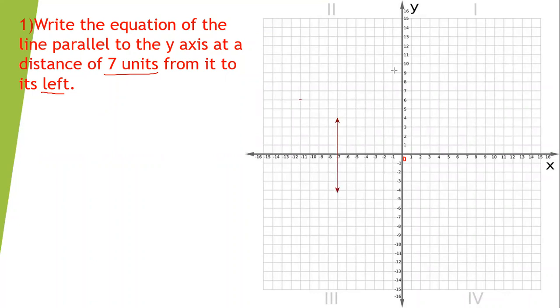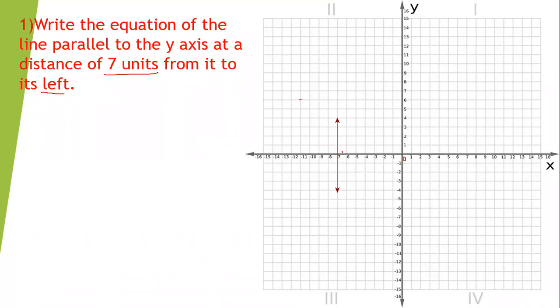Okay, can you see this line? This line is parallel to the y-axis, and this line is at a distance of 7 units, right? Now, we have to write the equation of this line. How will we write it?